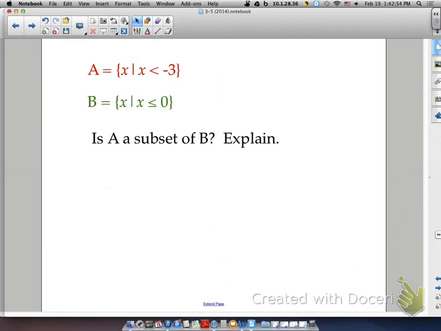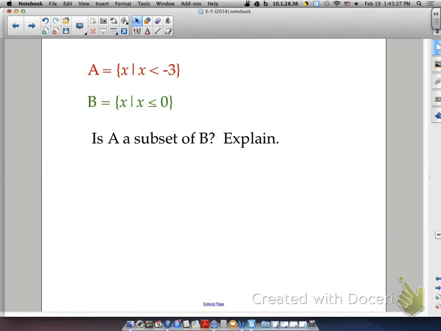So I have 2 sets that are given in set builder notation. The first one is all real values of x such that x is less than -3. And set B is all real values of x such that x is less than or equal to 0. The question is, is A a subset of B? Yeah. Because anything that's less than -3 is going to be less than 0.